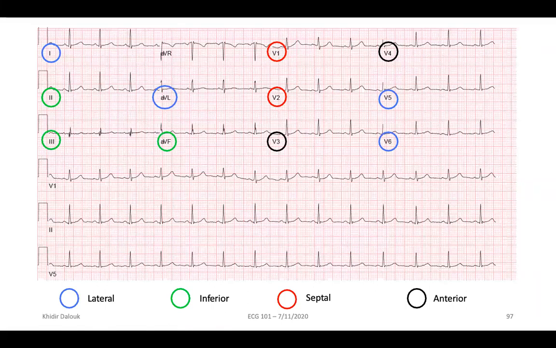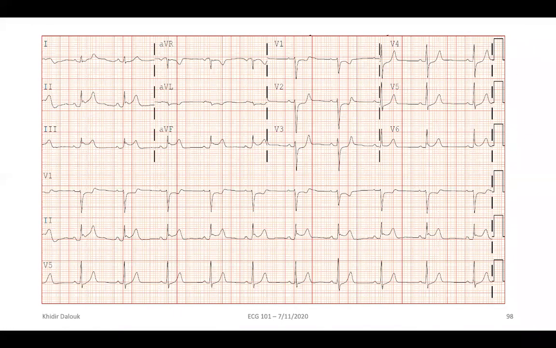ST elevation and ST depression have an axis. The ischemia has an axis, and if the ischemia axis is going towards V1, V2, or V3, that will cause ST elevation in those leads, and that will help us localize the vessel or the territory of the infarct. This is an example of ST elevation.